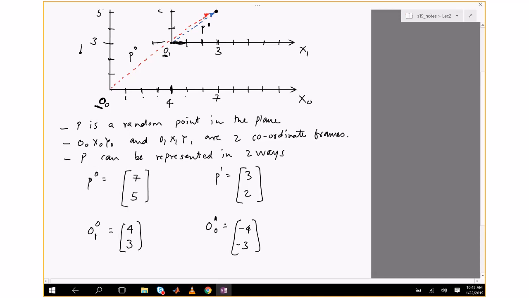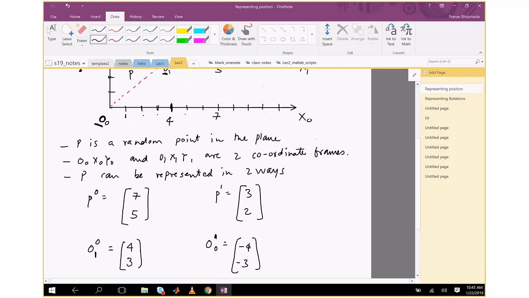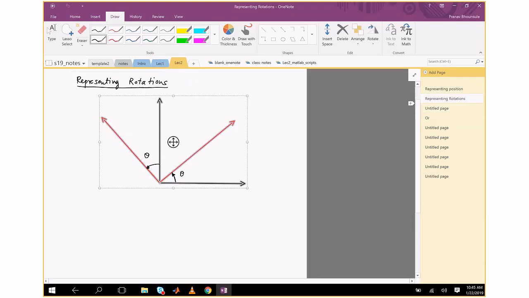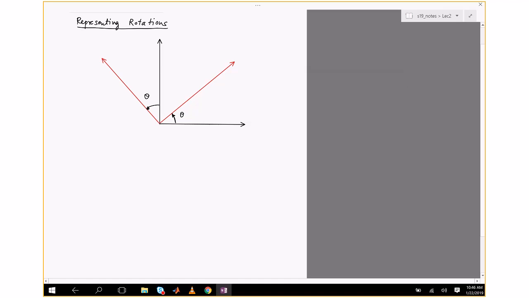Let's look at rotations. So what I did was, O0, X0, Y0 is my original coordinate frame. I rotated the coordinate frame, but kept the origin fixed. So O1 is the new coordinate frame, the rotated coordinate frame. X1 is the new x-axis, Y1 is the new y-axis.